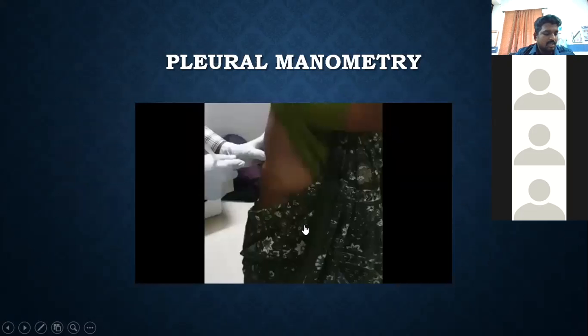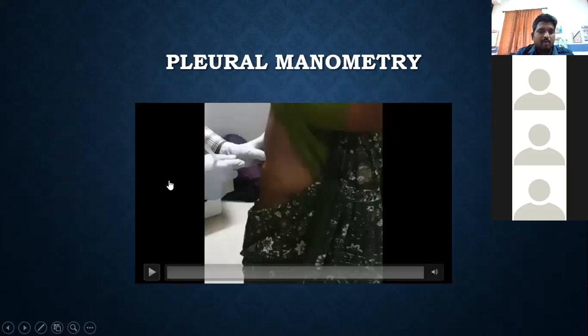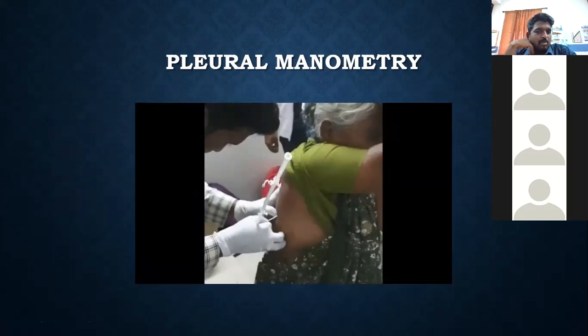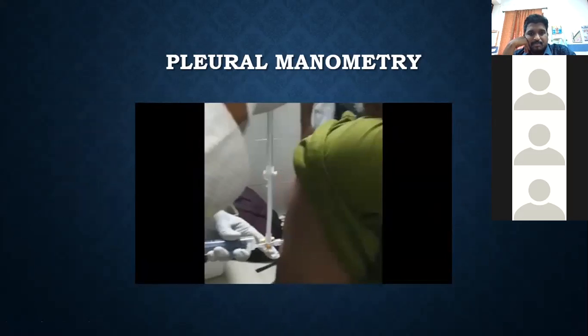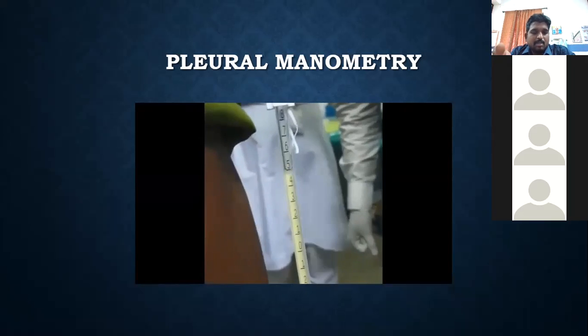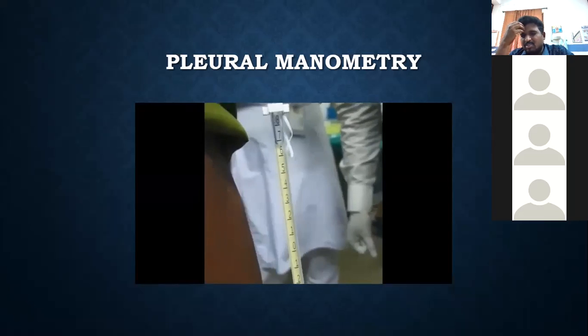So this is how we perform pleural manometry here. You can see it's a very simple procedure. This is a case of pleural effusion, just for demonstration. This is a manometer, the one the medicine people use. This manometer is commonly used to see the CSF pressure. The same thing we can use here.